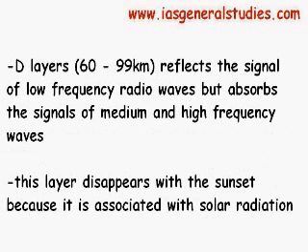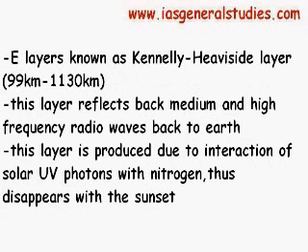D layer is 60 to 99 kilometers. It reflects the signals of low frequency radio waves but absorbs the signals of medium and high frequency waves. So make a note, D layer reflects the low frequency radio waves but absorbs the medium and high frequency waves. And this layer is very peculiar, it disappears with the sunset because it is associated with solar radiation. Make a note, D layer disappears with the sunset. Clear?